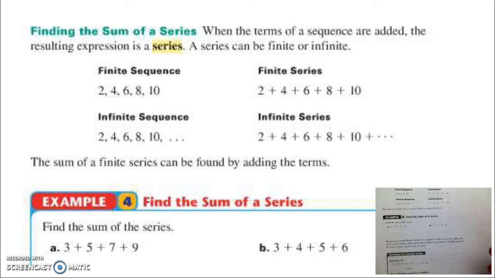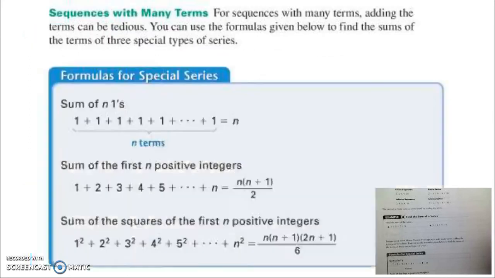3 plus 5 is 8, plus 7 is 15, plus 9 is going to give me 24. That's 24. So we look at those examples, and adding together 4 numbers is not that big of a challenge. But what if we had a longer series, one with many terms? That really would take too long and would be kind of tedious. So it turns out that there are some formulas for some of the special series.